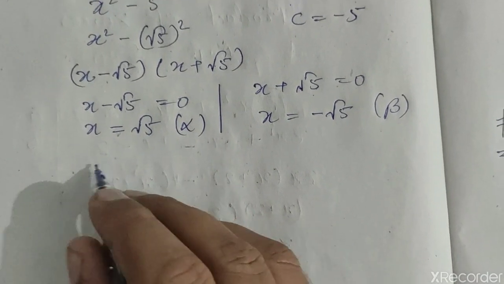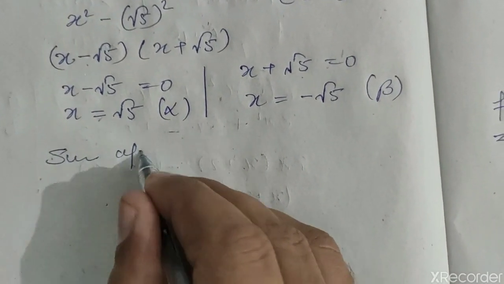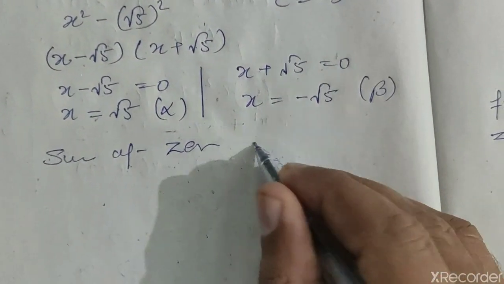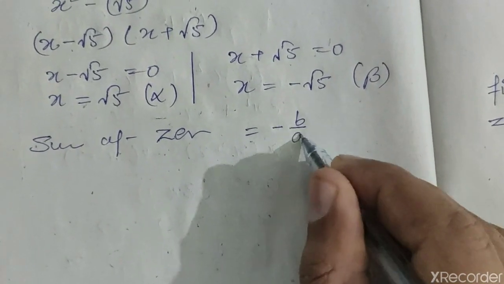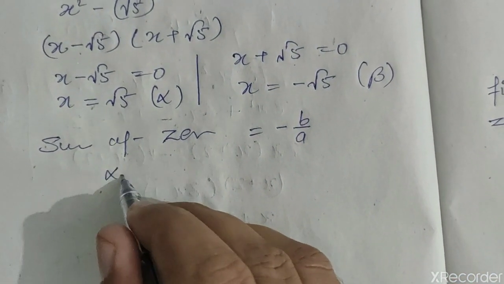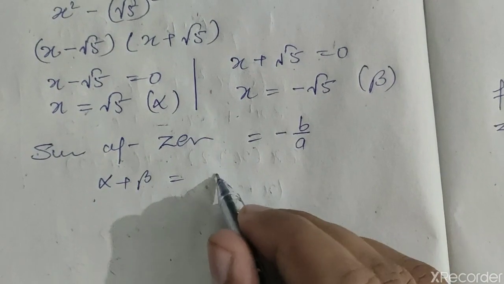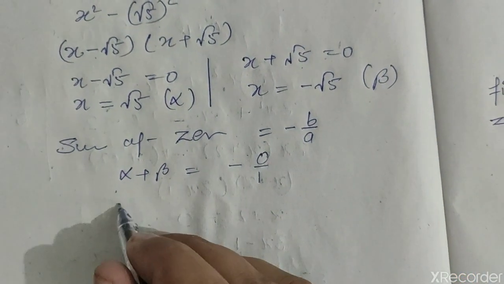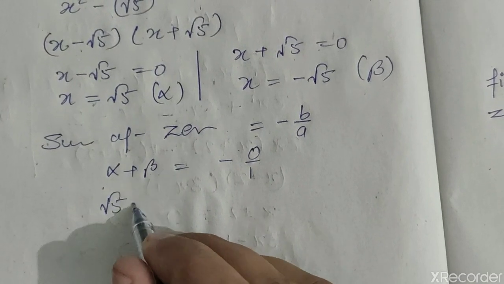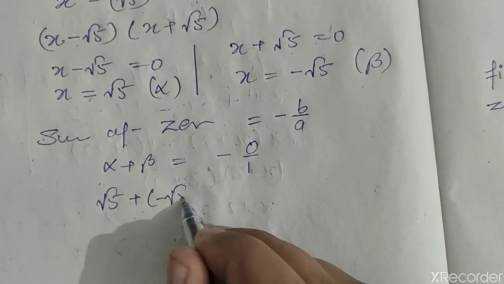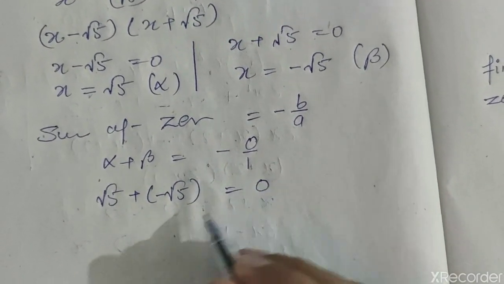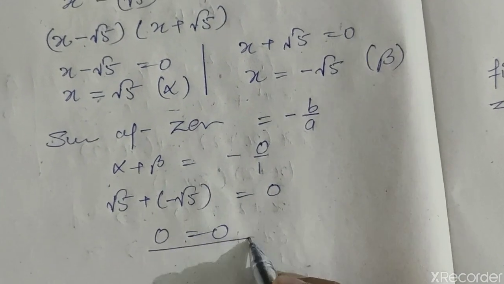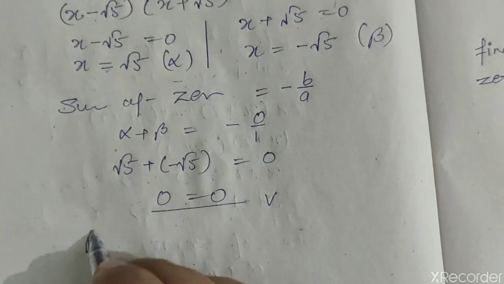So now the sum of zeros is equal to minus b upon a. Sum of zeros means alpha plus beta is equal to minus b upon a. b is 0, a is 1. So the first zero is root 5 and the second zero is minus root 5, which equals 0. So 0 equals 0. This is verified.